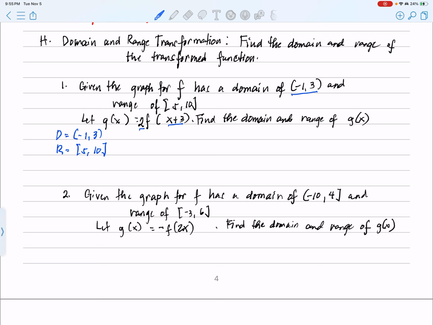Take note, when we say domain, we are talking about that x right there. So it moves -3. So our domain would be, if we have -1 and 3, then moving -3 to the left, our new domain would be -4. 3 plus -3, that's 0. This is the new domain. Sorry.